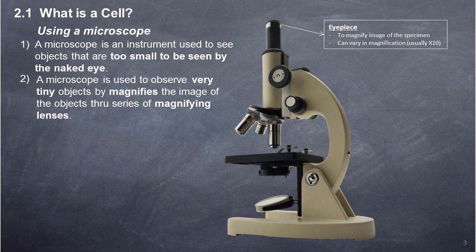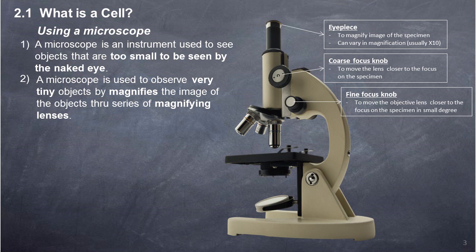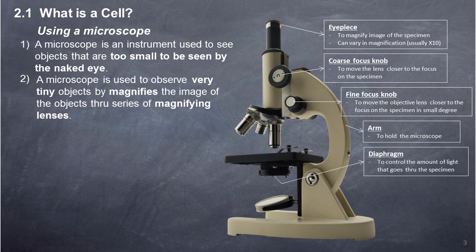Eyepiece. To magnify the image of the specimen. Can vary in magnification, usually around 10 times. Coarse focus knob. To move the lens closer to focus on the specimen. Fine focus knob. To move the objective lens closer to focus on the specimen in small degrees. Arm. To hold the microscope. Diaphragm. To control the amount of light that goes through the specimen.